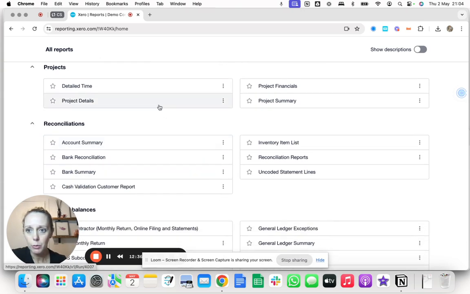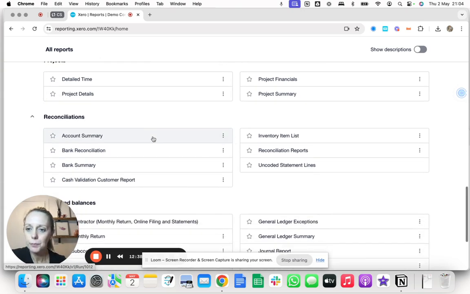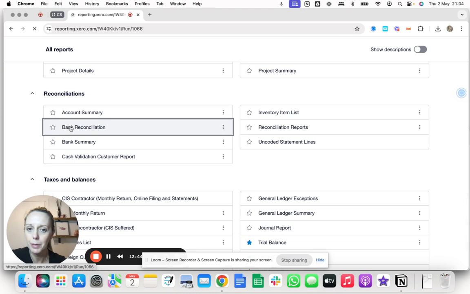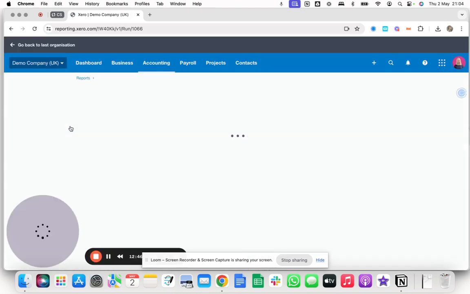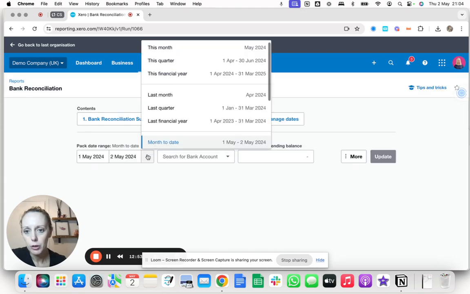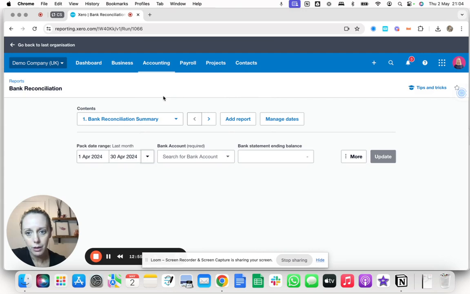You've got project reports if you're using projects. You've got some reconciliations here. The bank reconciliation is a good one to make sure that your bank is still matching up to your actual bank statements and nothing's gone wrong with the bank feed. So you can come into here at the end of every month. What I would do is grab out your bank account, your bank statement, see what the bank statement is at the end of the month and type in the figure.